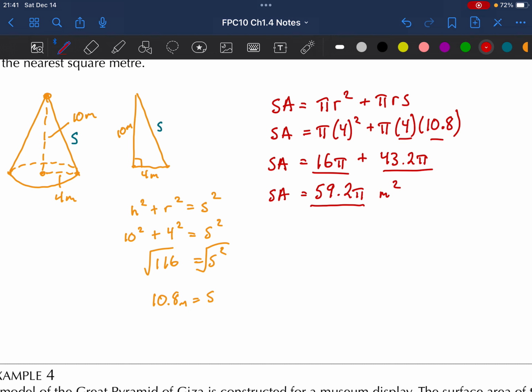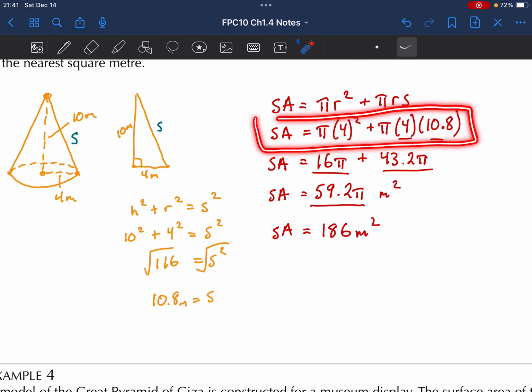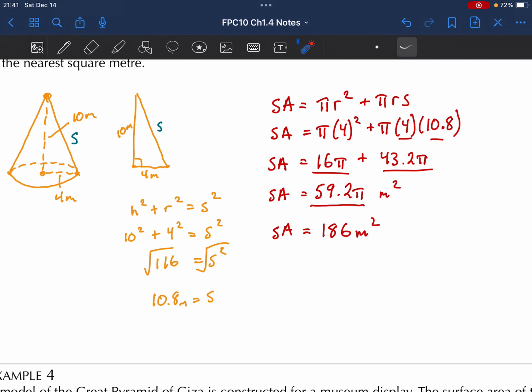But your more likely answer that you want is you're going to do 59.2 times pi. And you get 186 square meters. Again, if you just type this straight into Desmos like this, it will tell you your answer.